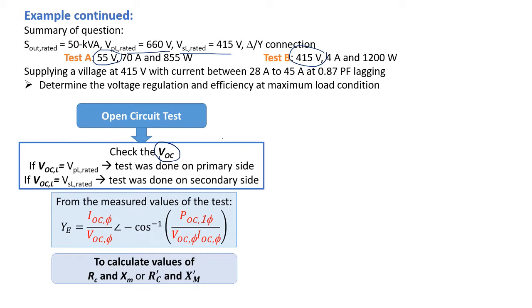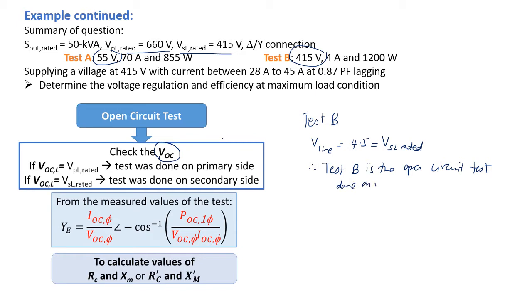So here we can clearly see test B, V line is 415 volts, and this is equal to VS line rated. So therefore test B is the open circuit test done on the secondary side, because V line is equal to VS line rated. Okay, so we now determine that test B is the open circuit test.